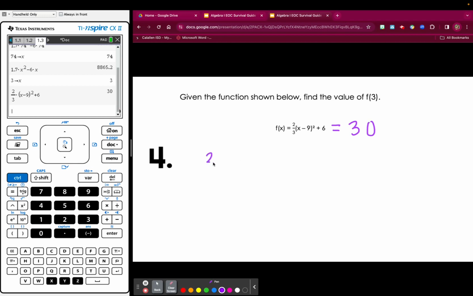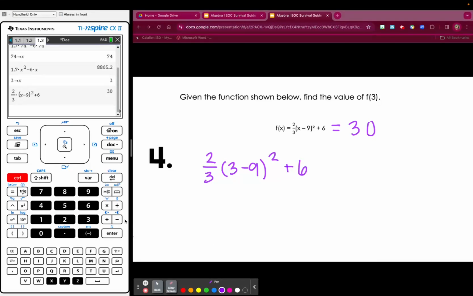If you were doing this algebraically, this is how you should have typed it into your calculator, and you would have also gotten back 30. And I can do that real quick before we move on, for those of you that prefer the algebraic method.